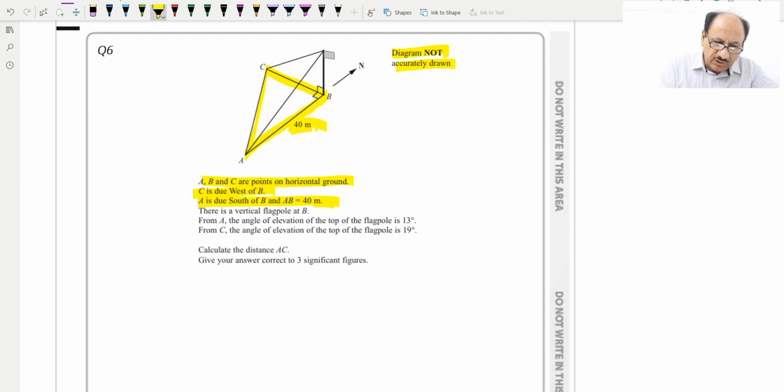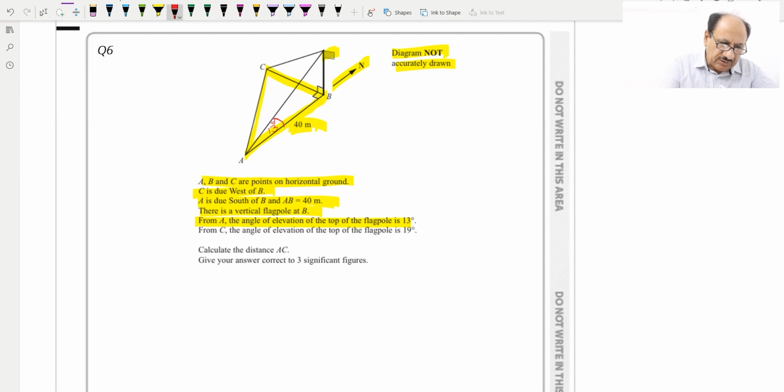This is also given, and north we can check from here. There is a vertical flag pole at B. So the vertical flag pole is also given. This is the flag pole, and from A the angle of elevation of the top of the flag pole is 13. So which angle is 13? This angle is 13 degrees.